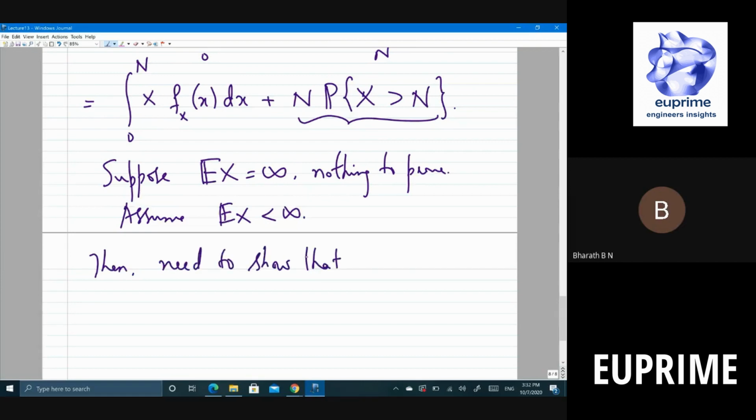Then we need to show that n times the probability of x greater than n goes to 0 as n goes to infinity, right? Otherwise, if it doesn't go to 0, suppose it goes to a constant, right? Then what happens? This will be the expected value of x, and this will be a constant. So it will be the expected value of x plus a constant. That's not what we were supposed to show, right? So we should show that the left hand side is equal to the expected value of x. So we want this to happen, right?